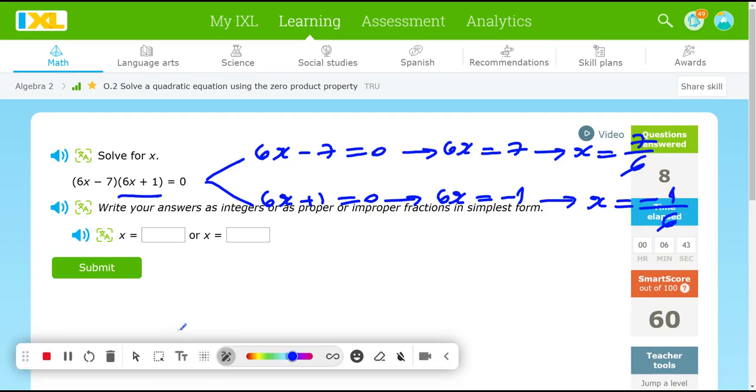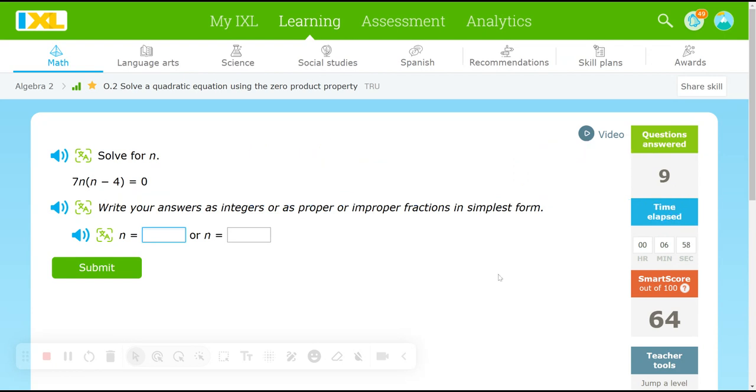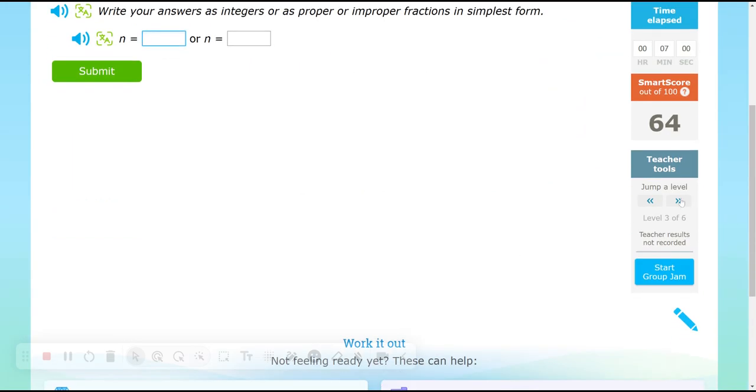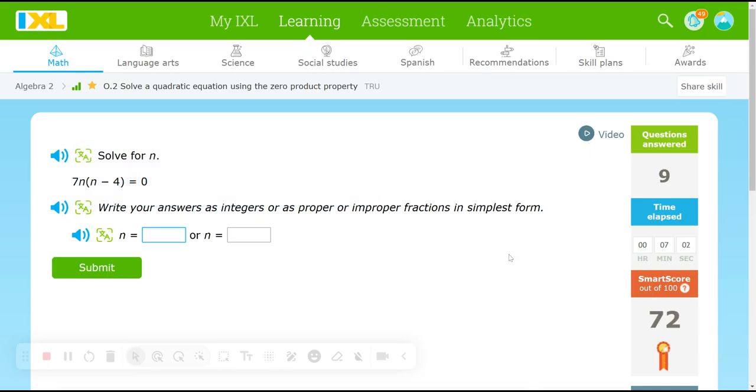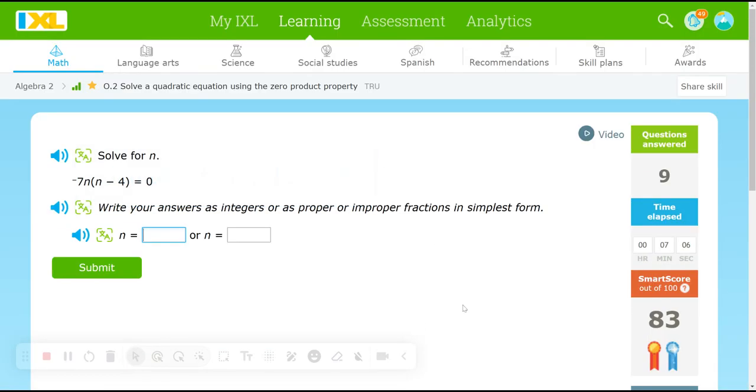Okay. So I put into my answer box over here. 7 over 6 is the first one. The second one is negative 1 over 6. Submit. Voila. Okay. So everything is the same. Nothing fancy. I can move on to the next level. Same thing. Alright. So let's do this one over here.